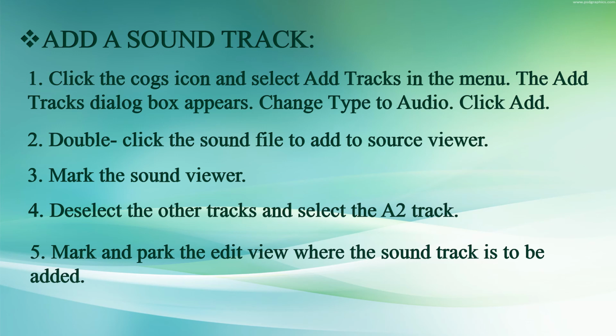Add a soundtrack. Click the cogs icon, select add tracks in the menu. The add track dialog box appears. Type the audio, click add. Double click the sound file to add it to the source viewer. Make the source viewer active. Deselect the other tracks and select the A2 track. Mark and park the edit view where the soundtrack is to be added.